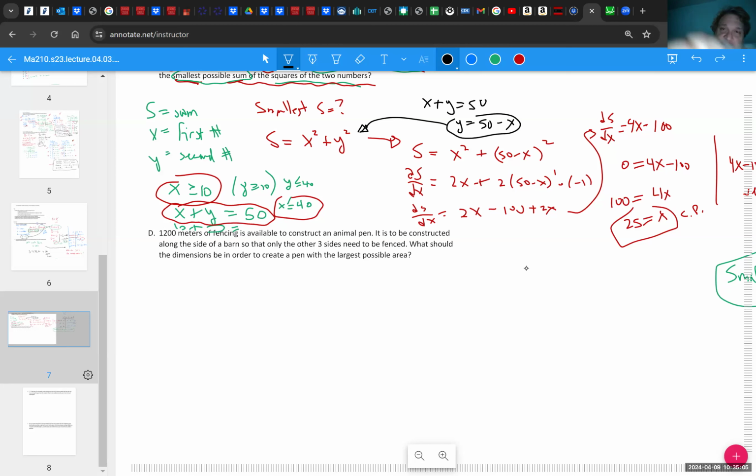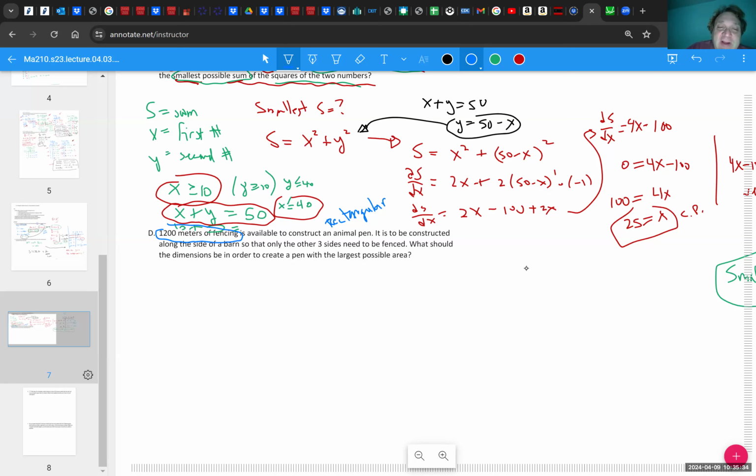Let me use green, or let me use blue. So we have 1,200 meters of fencing. That seems to be important. We're making an animal pen. I do believe I was supposed to say a rectangular animal pen, but I don't think I wrote down rectangular. So sorry about that. I forgot that instruction because the shape matters. I should have put in my directions rectangular. So just insert that yourself.